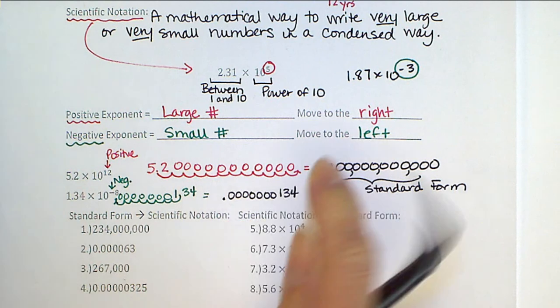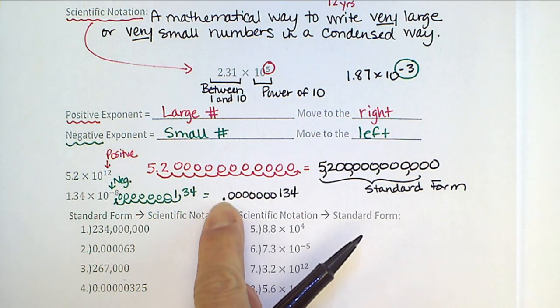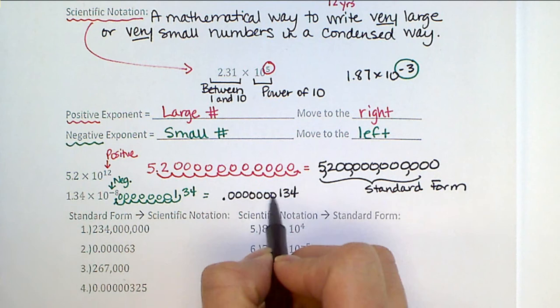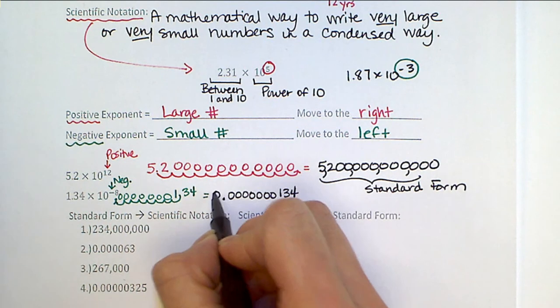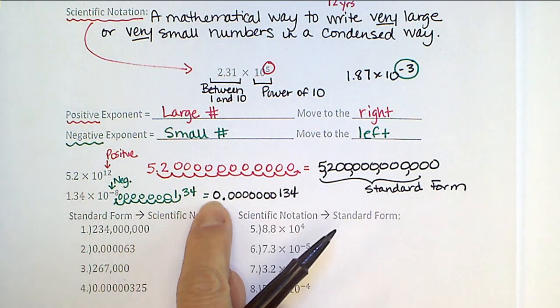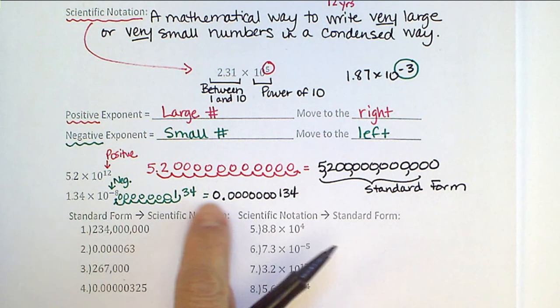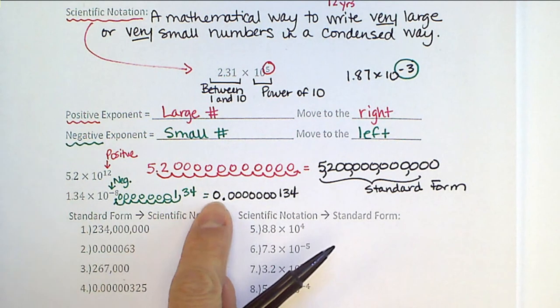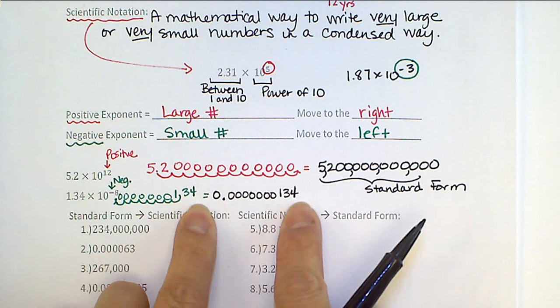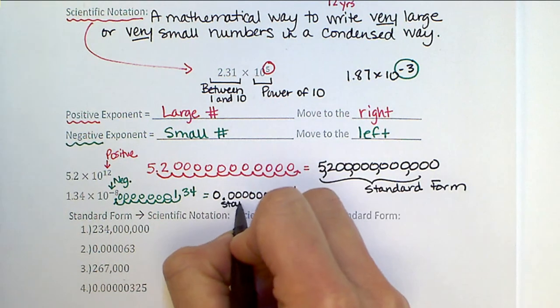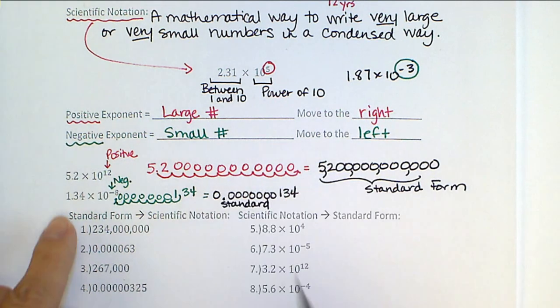Now, some students don't like to just leave this decimal here. You can just write it like this, or some like to put a 0 in front, but this 0 had nothing to do with the negative 8. It's just a placeholder. So this is standard form, and this was the scientific.